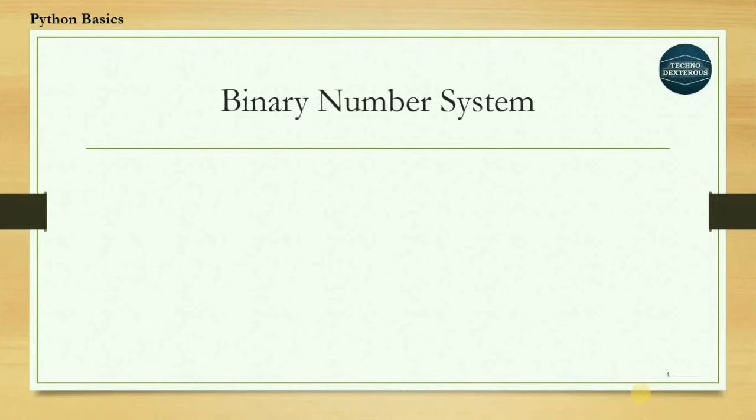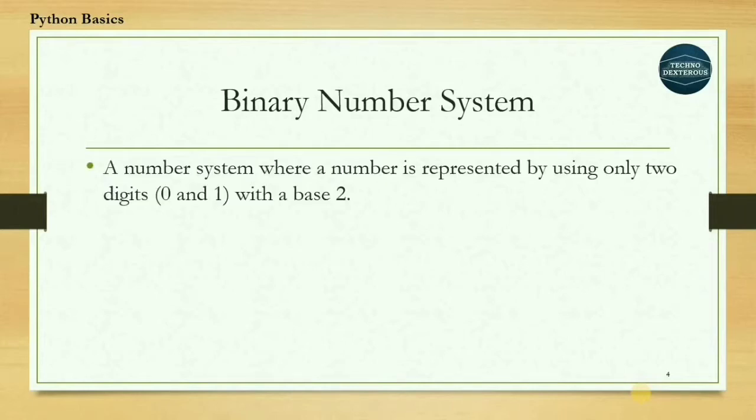Binary number system. Before going towards bitwise operators, we need to understand what the binary number system is. Binary numbers are represented by only two digits, that is 0 and 1, with the base of 2. So we represent a number with base 2 by using only two digits, 0 and 1. The representation is called a binary number.